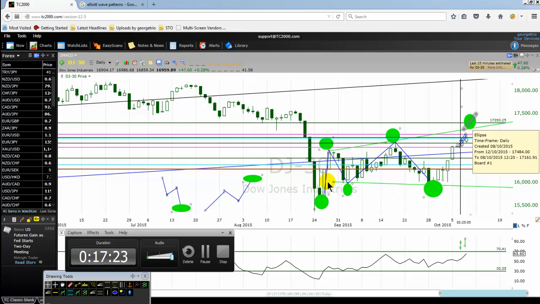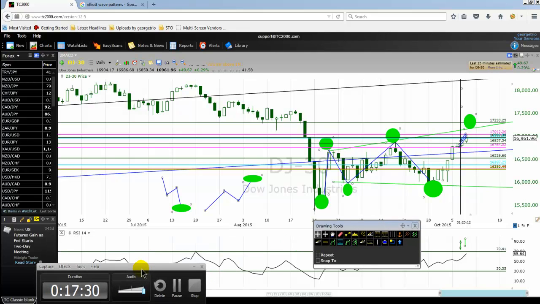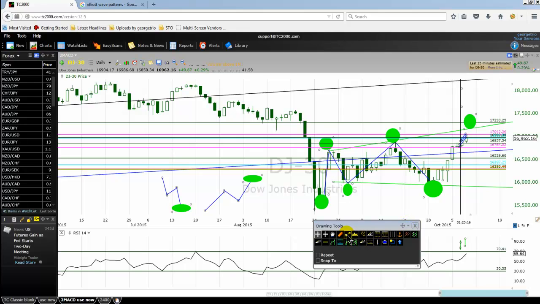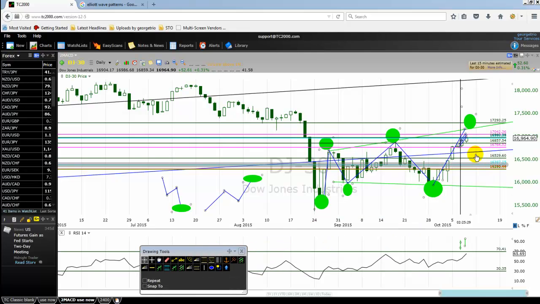So here on the daily chart, we have labeled this. Let's go a little bit deeper. So we are now in wave E. So A, B, C, D, E. E is not yet completed. This is a triangle, a corrective wave pattern that is correcting this pattern here.